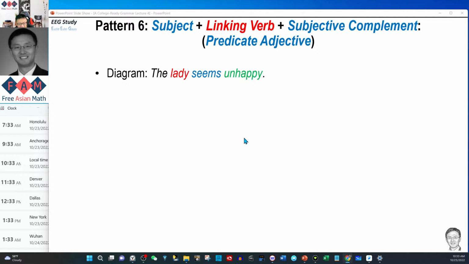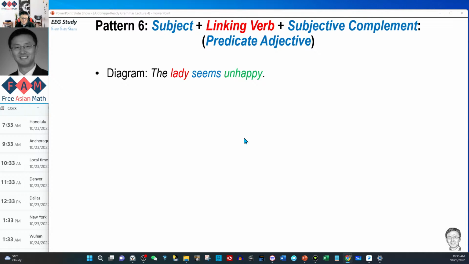But once you add this adjective unhappy, now we know the idea is telling the lady's mental state. So the lady seems unhappy. That's why this seem is a so-called linking verb. It's very important to understand why it's called linking verb. It links the next word to the previous word. And the previous word, of course, is the subject. In this case, the next word is an adjective. That's why we also call this subjective complement predicate adjective, just like in pattern 1.